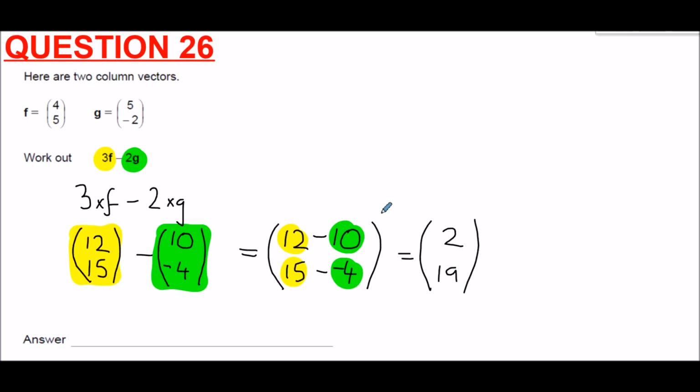And so the vector 3f minus 2g would be 2 and 19.